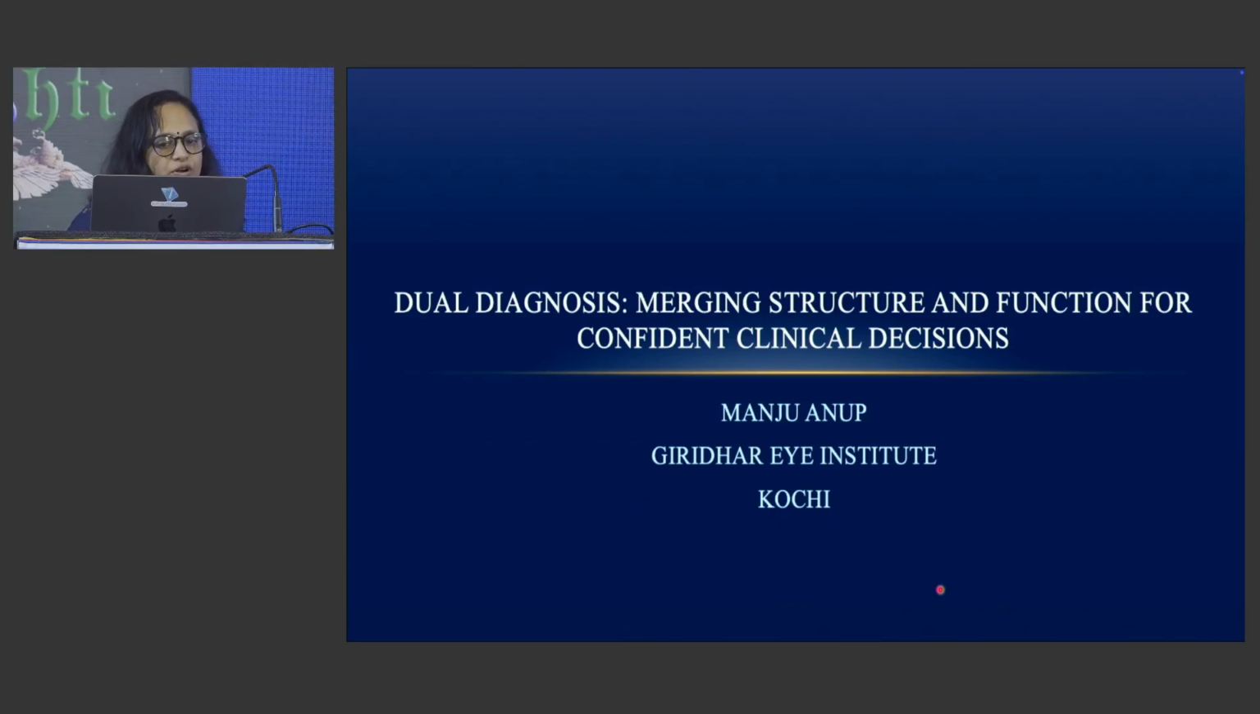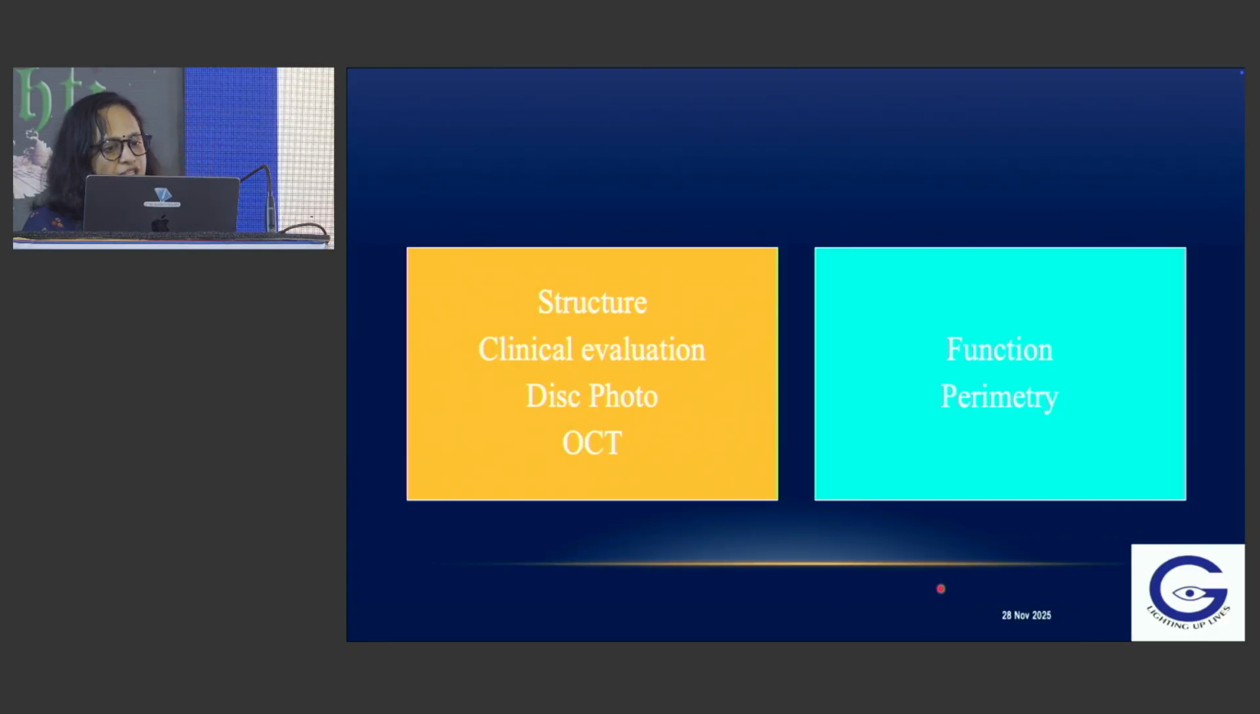I'm supposed to talk on merging the structure and function for confident clinical decisions. I think most of the points are already covered and made it easy for me. And as you all know, the two important features in glaucoma include the structural damage to the RNFL, GCL, and the functional loss in the field of vision.